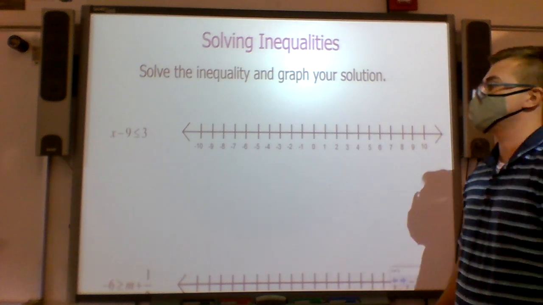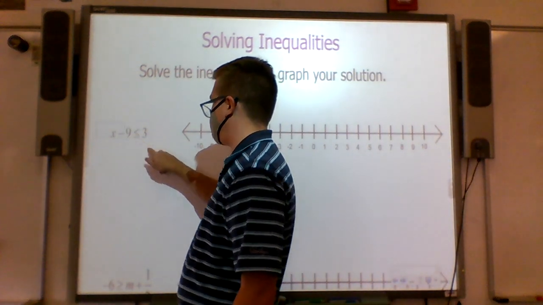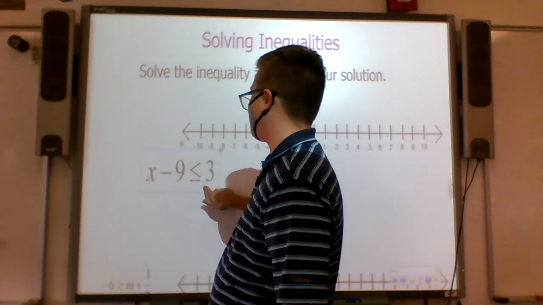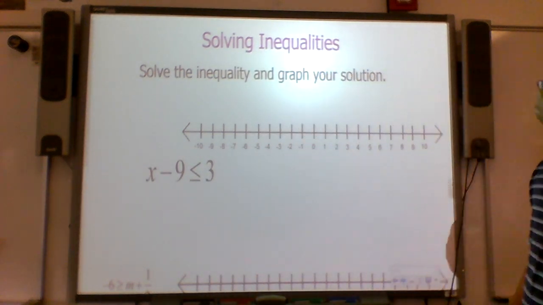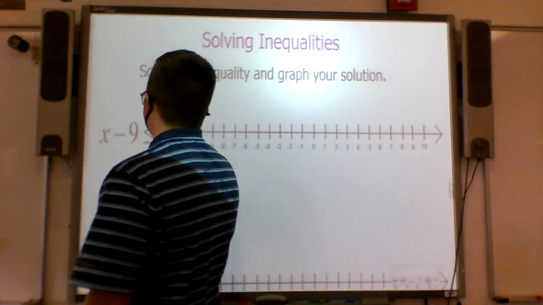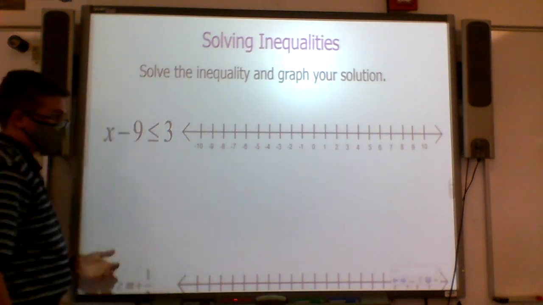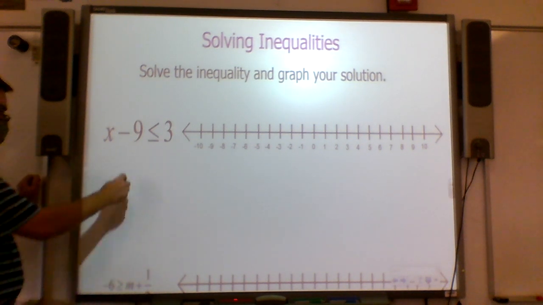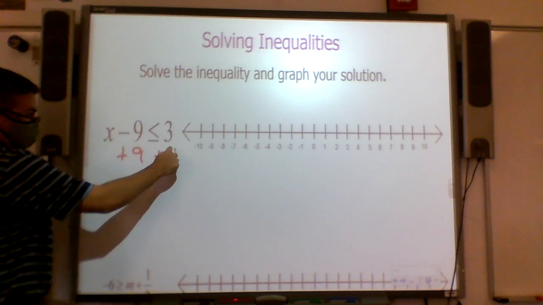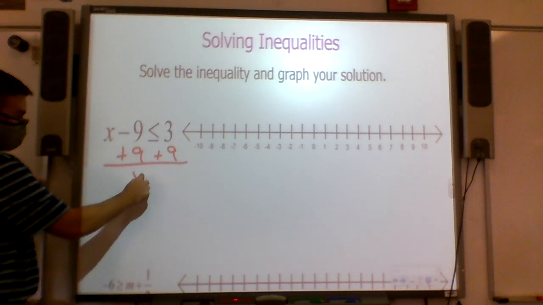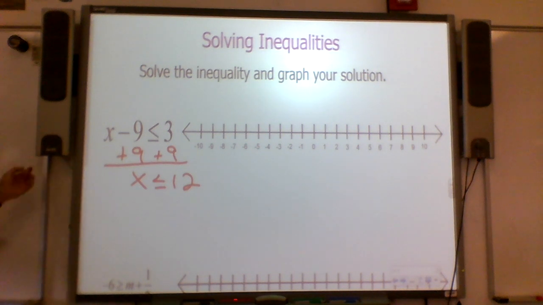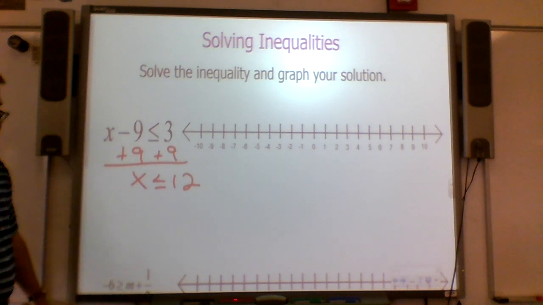All right, so we're going to solve some simple inequalities here and then work up to some more difficult ones. We've got x minus 9 is less than or equal to 3. Okay, so I'll move back over here. Same steps we would take to solve a normal equation. We've got to get x by itself, so we're going to add 9 to both sides. x is less than or equal to 12. And now all we have to do is graph it on the number line.